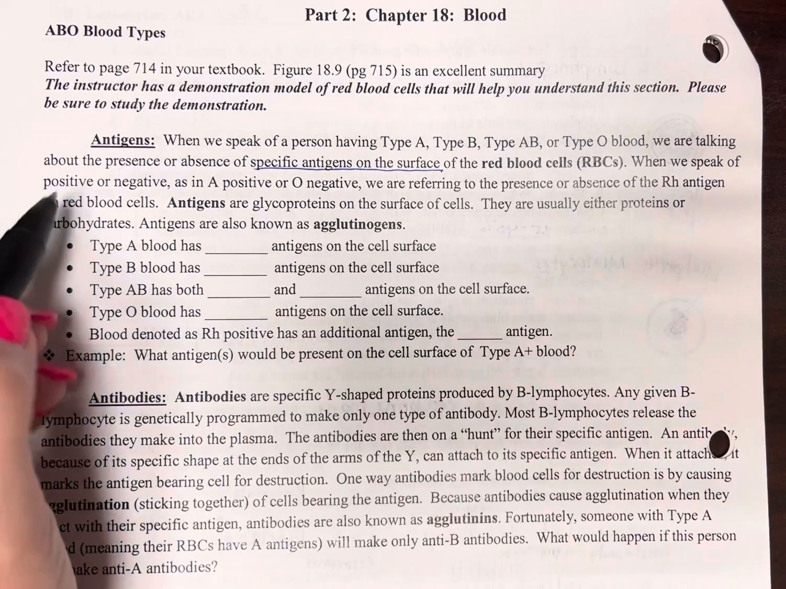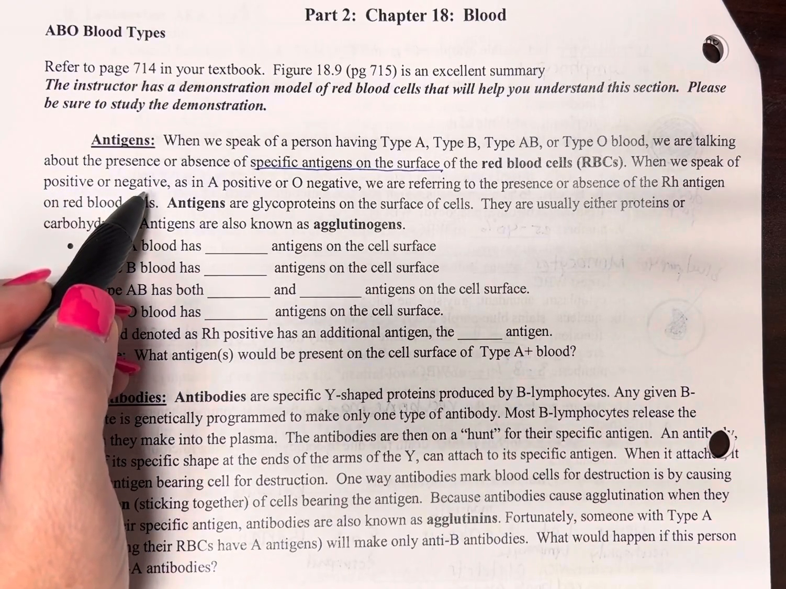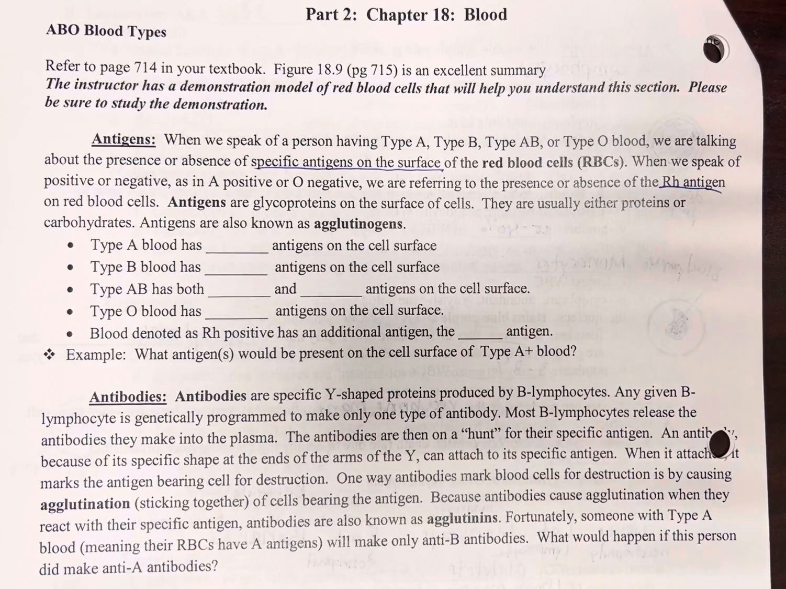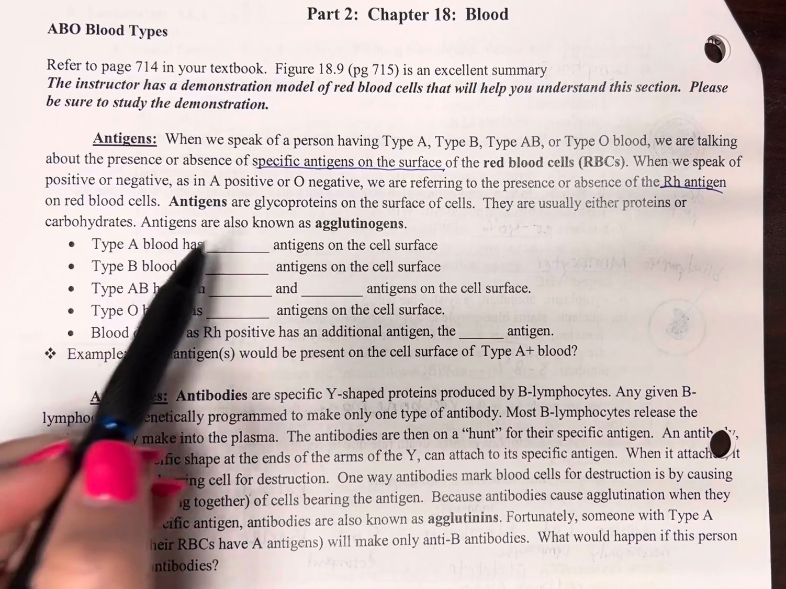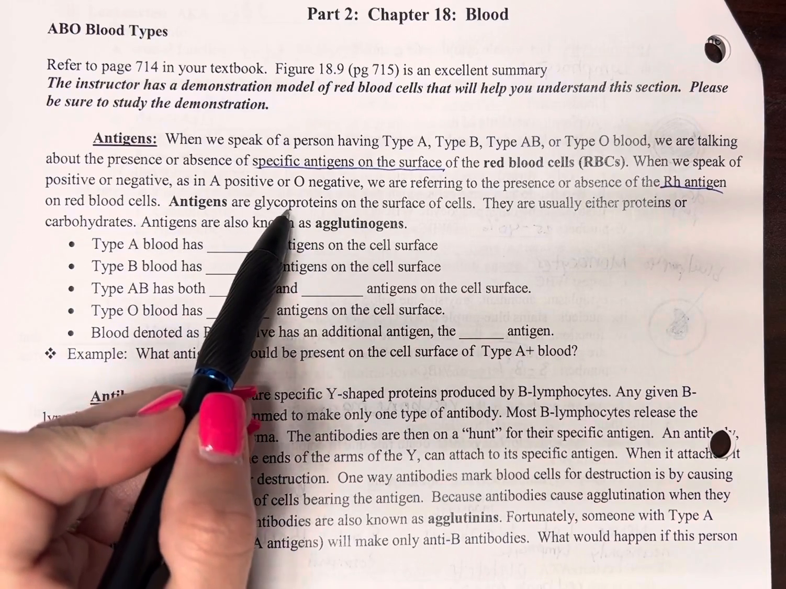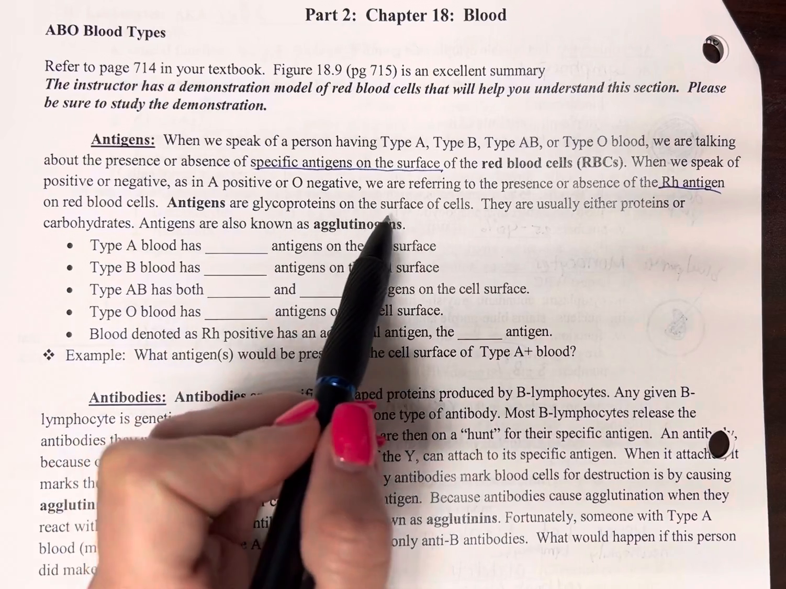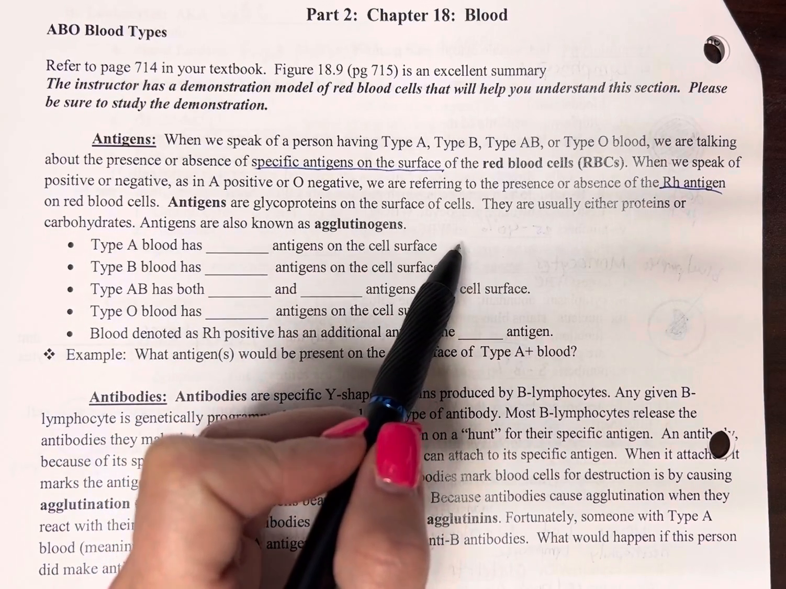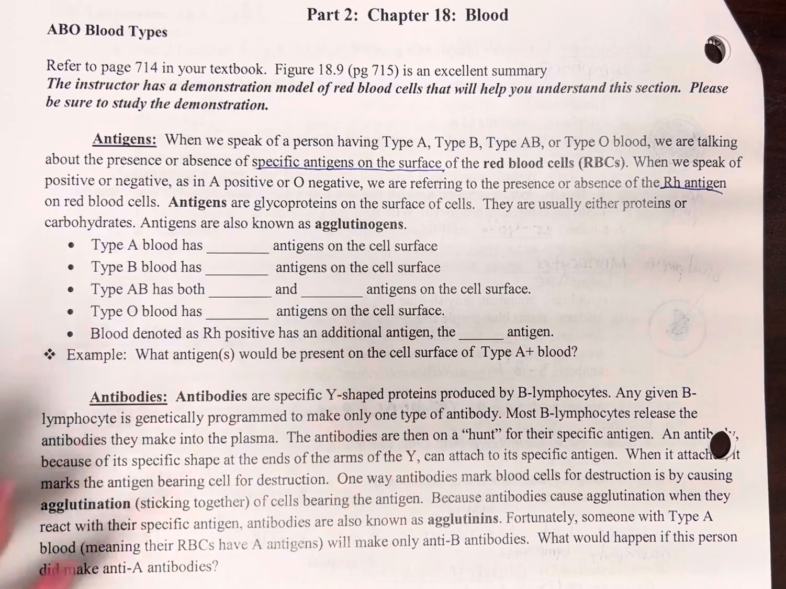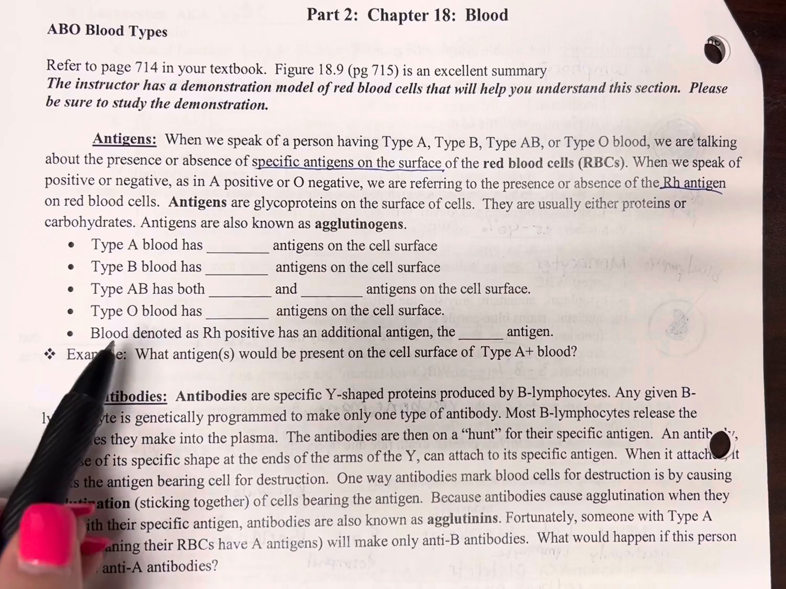Now, when we talk about something being positive or negative, we're referring to another antigen called the Rh antigen. It was discovered later. That's why it's not included in the ABO, and we call it positive or negative. These are called antigens, and they're glycoproteins, so proteins with a little bit of sugar on them, on the surface of the cell. They may also be known as agglutinogens. When we do this actual exercise in the lab, what you'll see is agglutination, or clumping. More on that in a little bit.